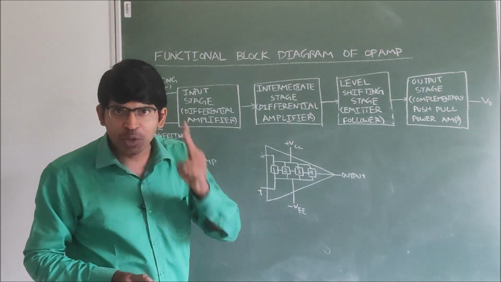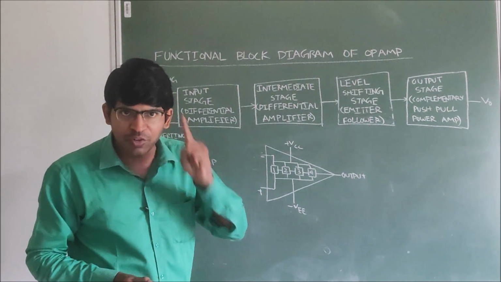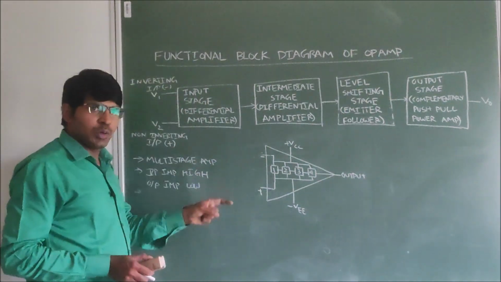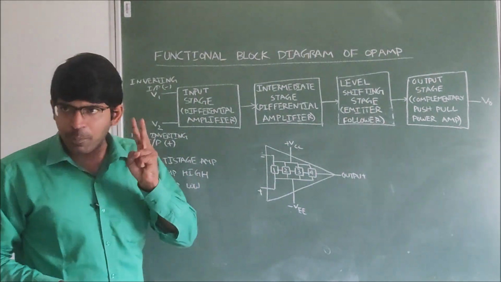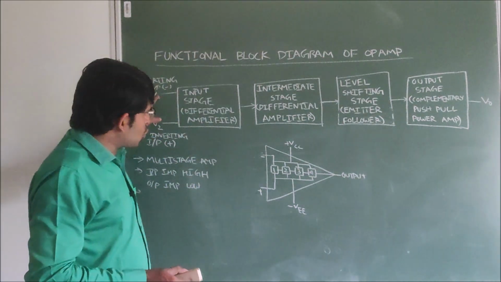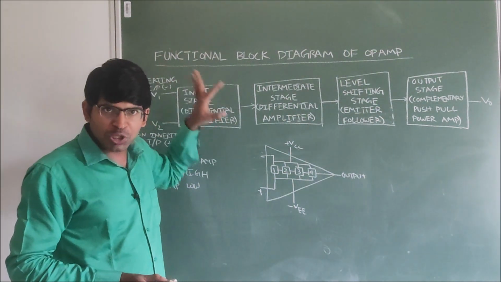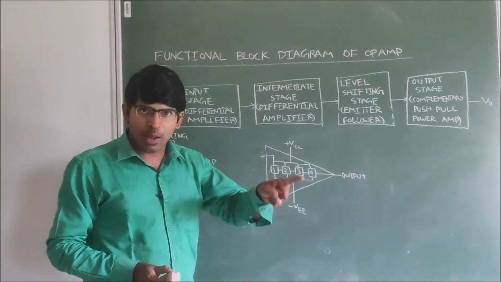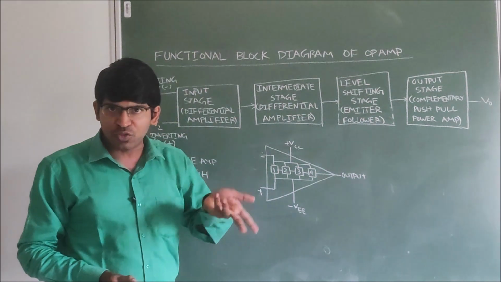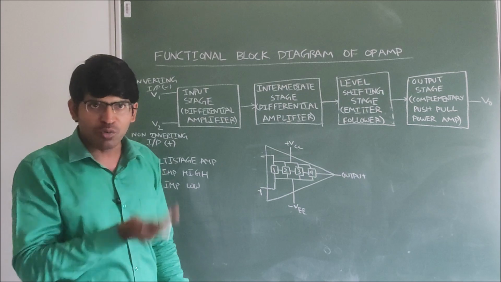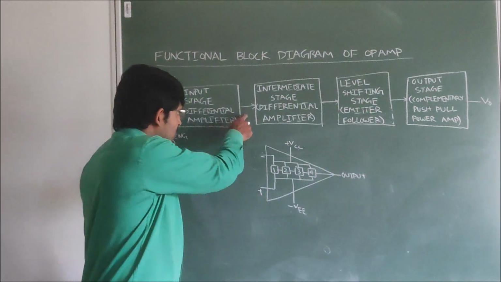We have 2 inputs in the input stage. One is the inverting input, the second is the non-inverting input. We represent the inverting input with the negative sign and the non-inverting input with the positive sign. So these 2 signals we feed to the input stage, which is a differential amplifier, and the output of this differential amplifier will give the voltage gain of the difference. So this difference, V2 minus V1, will be amplified at this output.